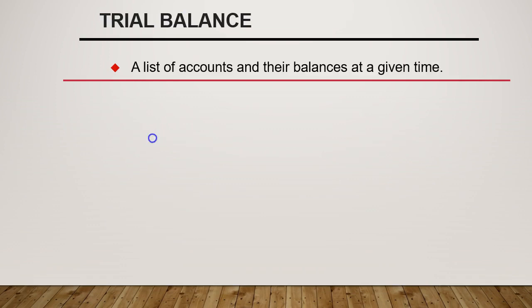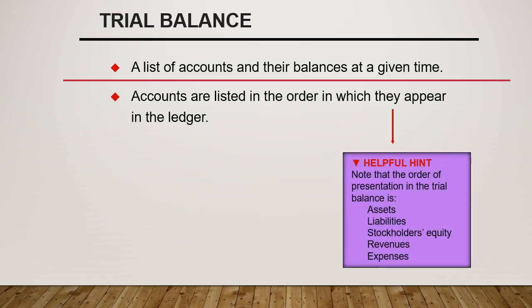A trial balance is just a listing of all of our account titles, and it shows their balance at any given time. Typically, we prepare the trial balance at the end of the accounting period. However, it can be prepared at any time throughout the accounting period just to make sure that the total of our debit balances equals the total of our credit balances.